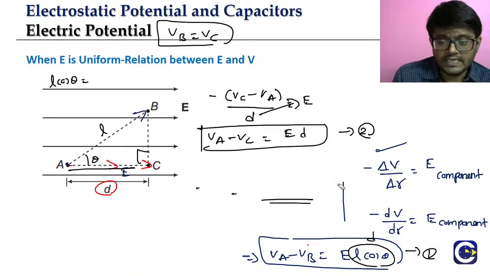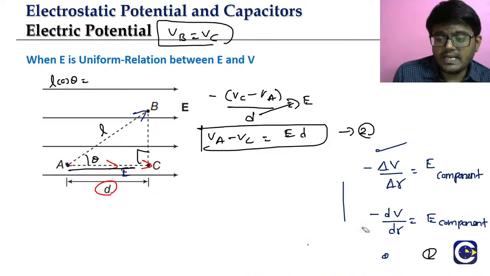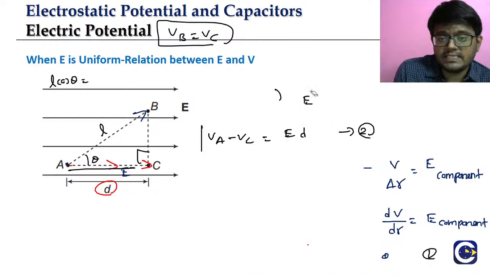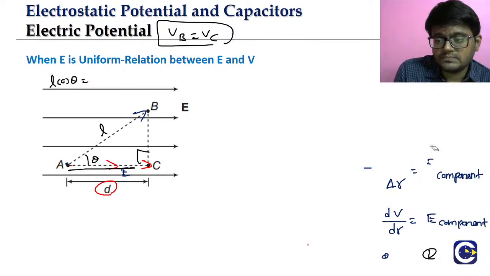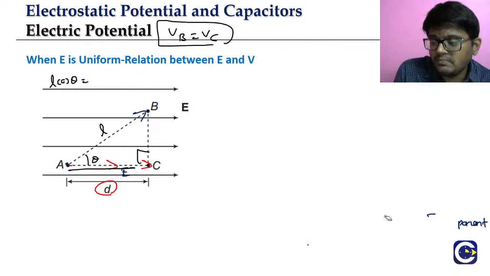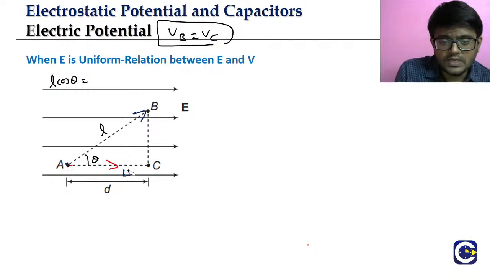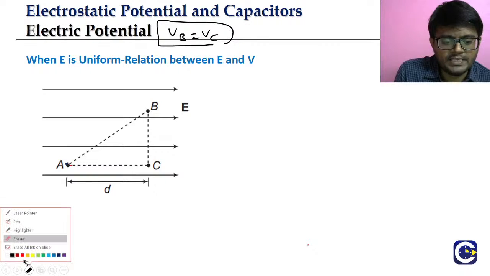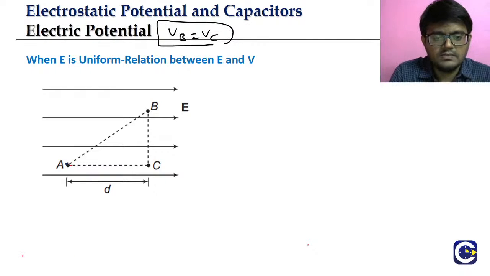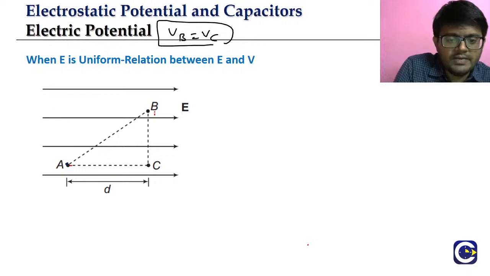By comparing equation 1 and equation 2, we get the result. Otherwise, we can also try to get the same relation, VB is equal to VC, by using another method. Now we will move from point B to point C. If you are moving from point B to point C, what happens?